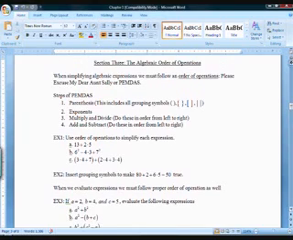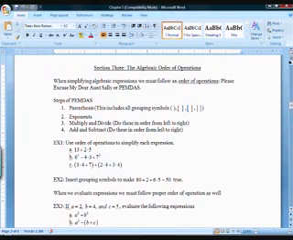Okay, here we go. Section number 3, the algebraic order of operations. Most of you have heard of this before. You've been doing it since maybe 6th, 5th grade. When simplifying algebraic expressions, we must follow an order of operations. Please excuse my dear Aunt Sally, or PEMDAS.